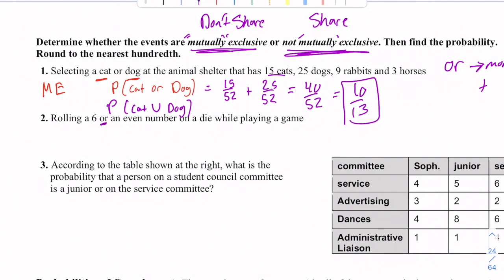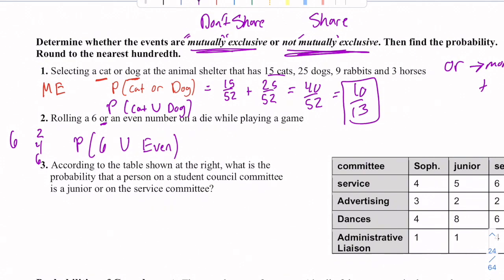Next, rolling a 6 or an even number. Okay, so remember, or is more. Okay, you're adding the probability of getting a 6, or okay, I did a U shape, or getting an even number. So let's think about that. Are these mutually exclusive or not? Okay, is there a copy of each other? Right. To roll a 6 is a 6. To roll an even number, you can get 2, 4, or 6, right? So they do repeat, which will make this not mutually exclusive.